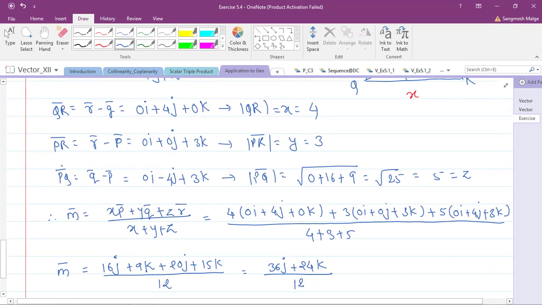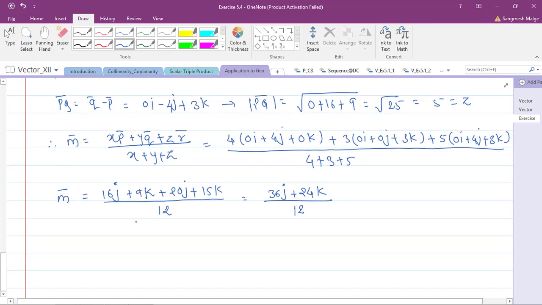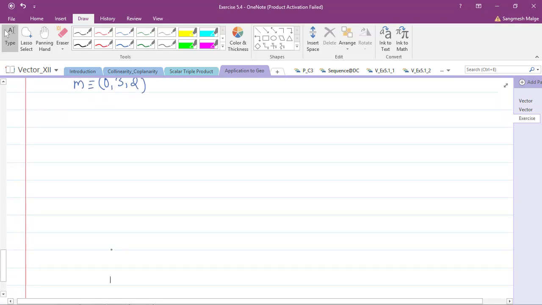So the question is asking to find the in center. So we need to find the coordinates of point m bar. So m is equal to 36 by 12, which is 3, and 24 by 12, which is nothing but 2. So 3 comma 2 is the answer. Sorry, we don't have 0i here, so don't forget that we are in 3 dimensions. So it is 0 comma 3 comma 2 is the coordinate of your in center. I hope it makes sense. It's very simple. Let's go to the next question.